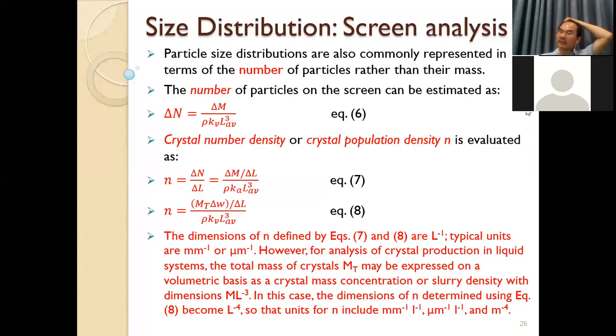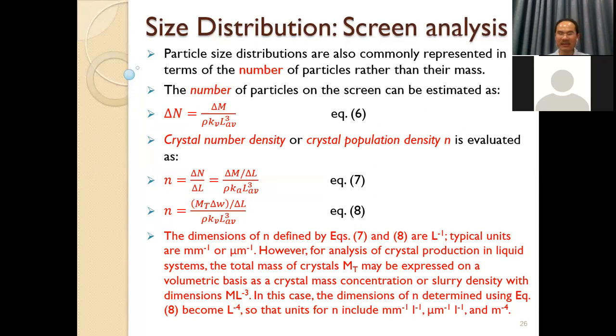Okay, the next technique we will talk about is in terms of number of particles. Previously, we talked about the crystal size distribution. But in crystallization, we also include nucleation and growth. Growth means the crystal grows from a smaller size to a larger size. But the beginning mechanism we call nucleation. Nucleation means the generation of the crystal.